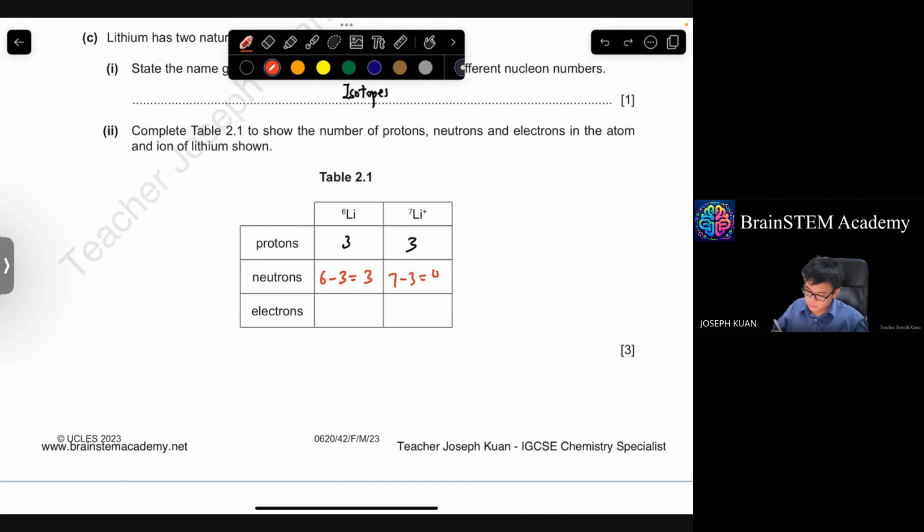The last one, electron, look at the charge. Because this is an atom, no charge. Protons equal electrons, so 3 electrons. For the one on the right, there's 2 electrons, so 1 more proton than electrons. That makes it a positive 1 charge.